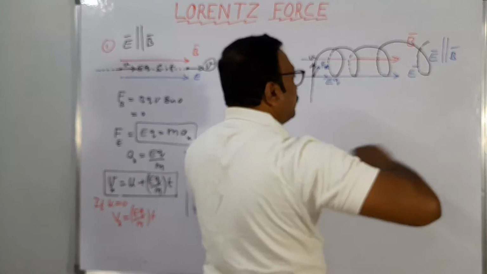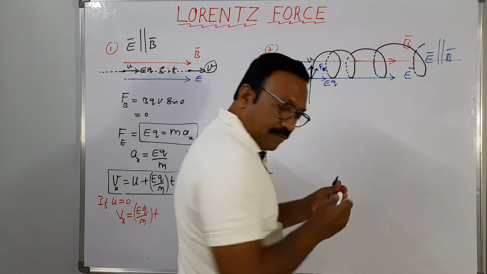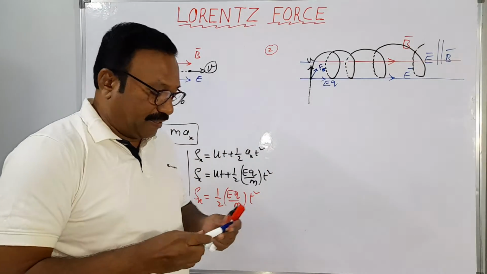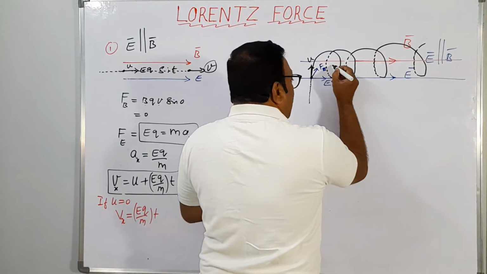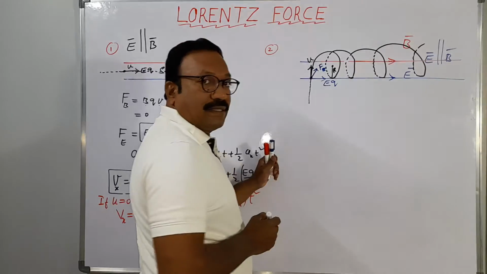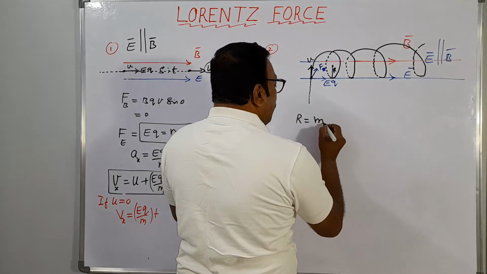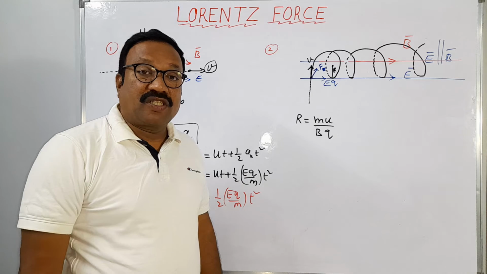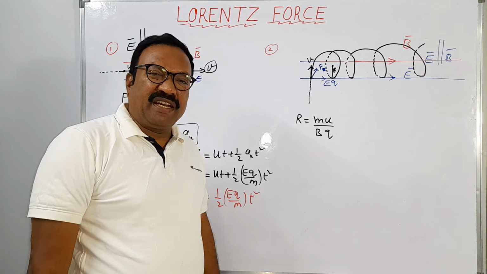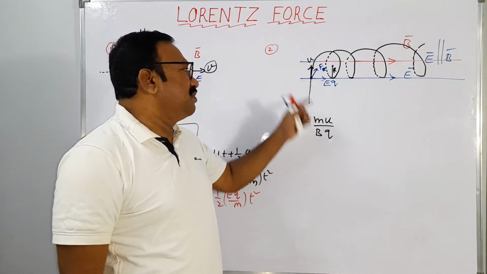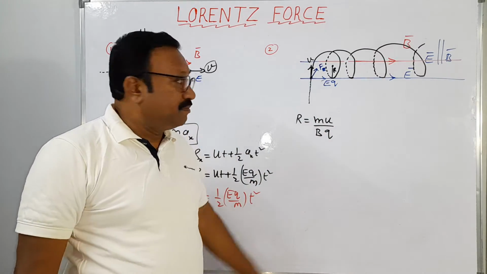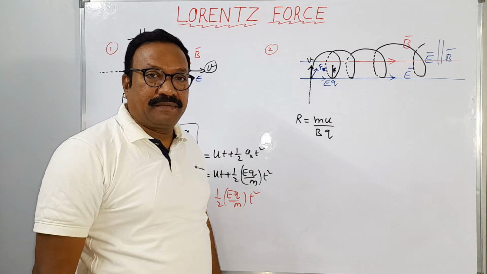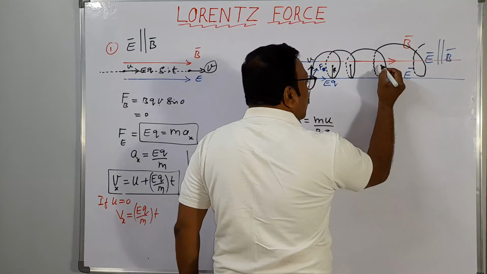Let me extend this magnetic field. Let me extend this electric field. So what is happening? Let us see now. The circular motion has radius r equal to mv by bq. The circular motion is caused due to the magnetic field, and the radius of the circular motion is mv by bq, where v means the perpendicular velocity with which it is entering here. So this radius is constant. Everywhere the radius will be constant.